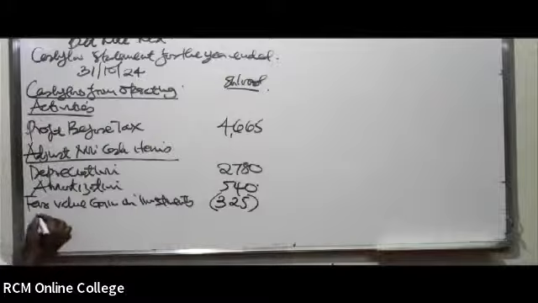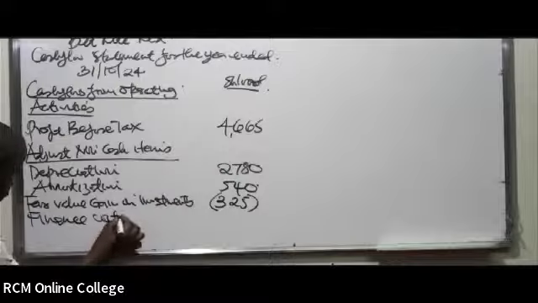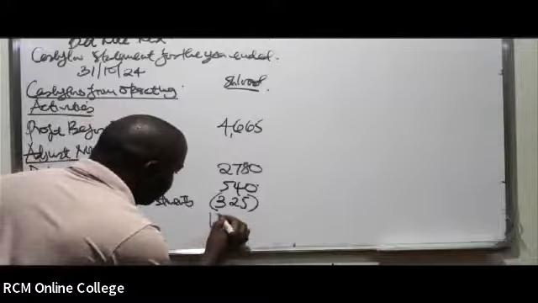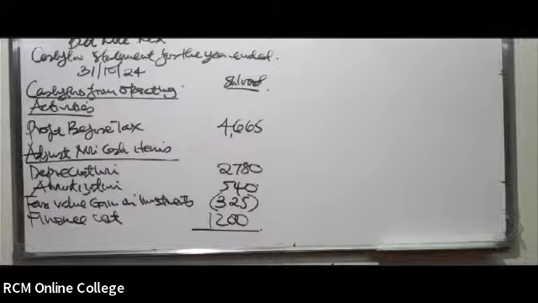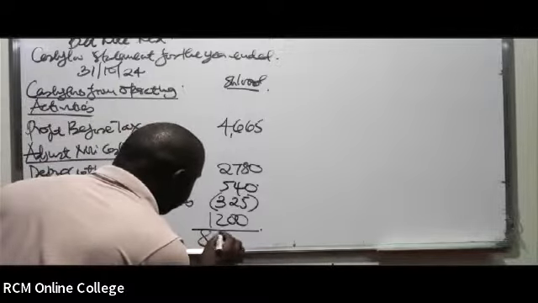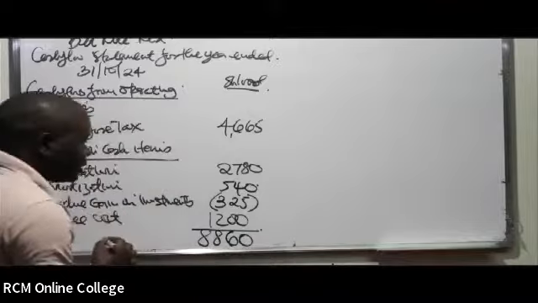325. Then we consider the finance cost. Remember, we also put the finance cost here. Because it was deducted, you'll end up having to add it back. So those are the only items affecting there. When you add 2780 plus 540 plus 325 plus 1200, you get 8860.